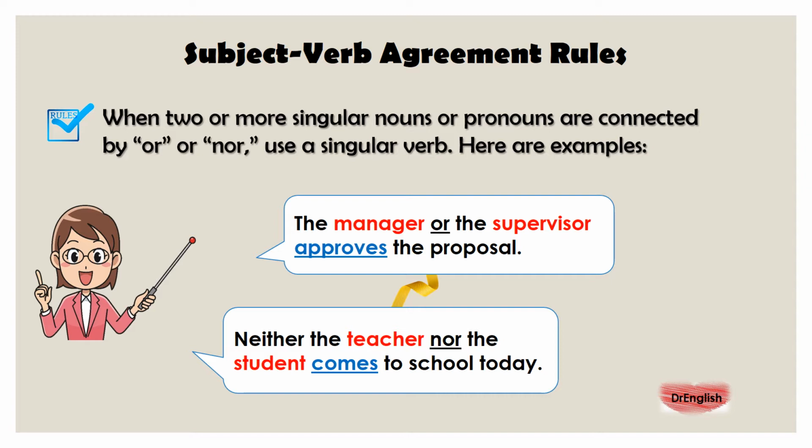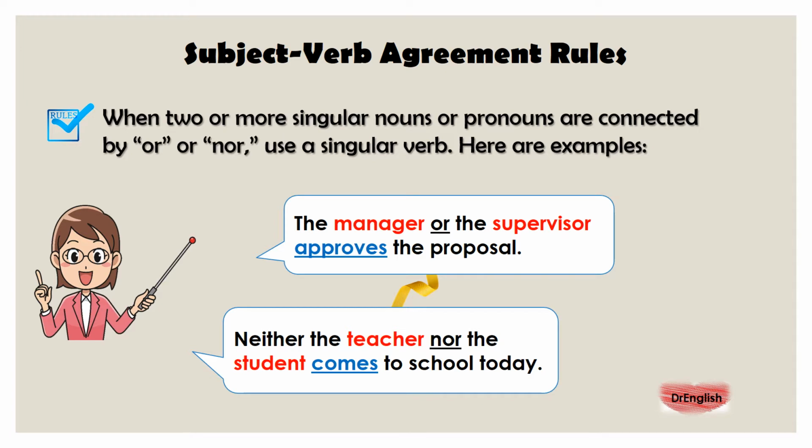The manager or the supervisor approves the proposal. Here we have two nouns, manager and supervisor. Both are singular nouns connected by the word or. Now the rule says use a singular verb. So we have the verb approves.